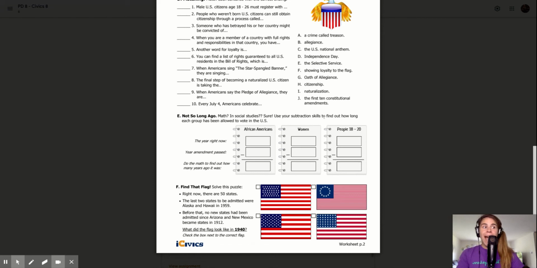Use your subtraction skills to find out how long each group has been allowed to vote in the United States. So you need the timeline for this one, okay? Just in case you forgot, we are in 2020. You go back to the timeline and you figure out each part. So for African Americans, the year right now is 2020. The year the amendment passed for African Americans would go here, and then you just do the math. So it says do the math to find out how many years ago it was. Pretty easy. You can use a calculator if you need to.